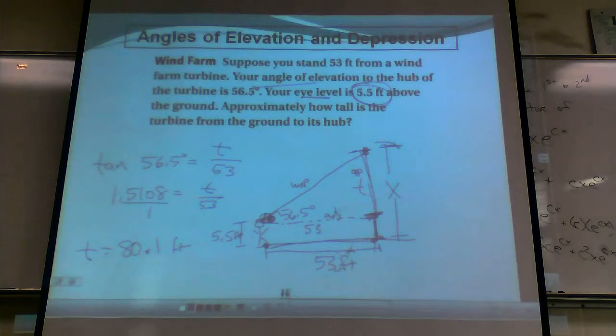Okay, and then here's what you have to remember with a problem like this, where they're always telling you you're measuring above the ground. That part we measured only went from here to here. So the actual height that I'm looking for, this little x, would be 5.5 plus 80.1, the one we found, which is 85.6.